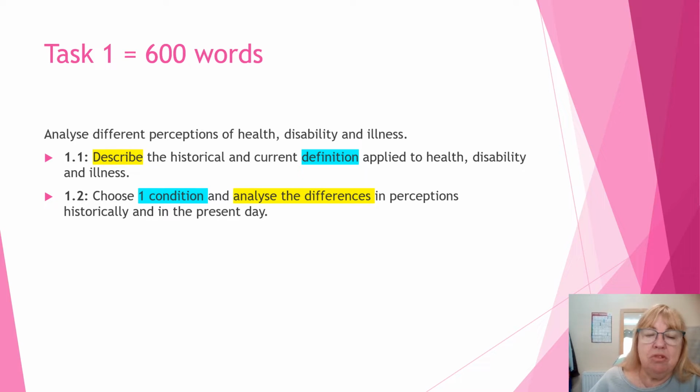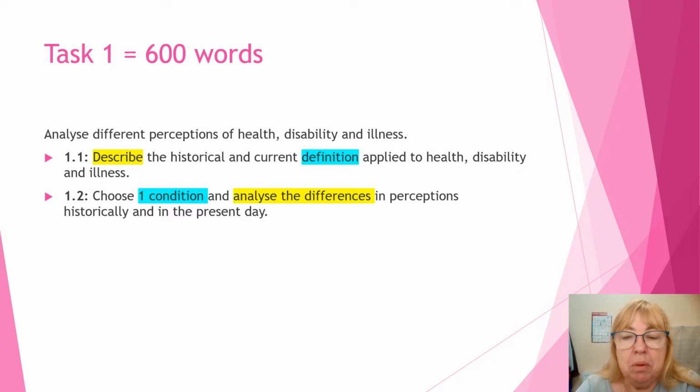and analyse the difference in perceptions historically. So what has changed? Say you're doing mental health, think about how 300 years ago mental health was treated. What did people understand by mental health? The only differences we're looking at is in perception. So it's about people's understanding of the meaning of mental health. Because if you answered that question on treatment, you'd be writing a heck of a lot more than 600 words. So remember, keep it focused, don't get sidetracked. Choose one condition: mental health, learning disability, cerebral palsy. I gave you some ideas at the end.